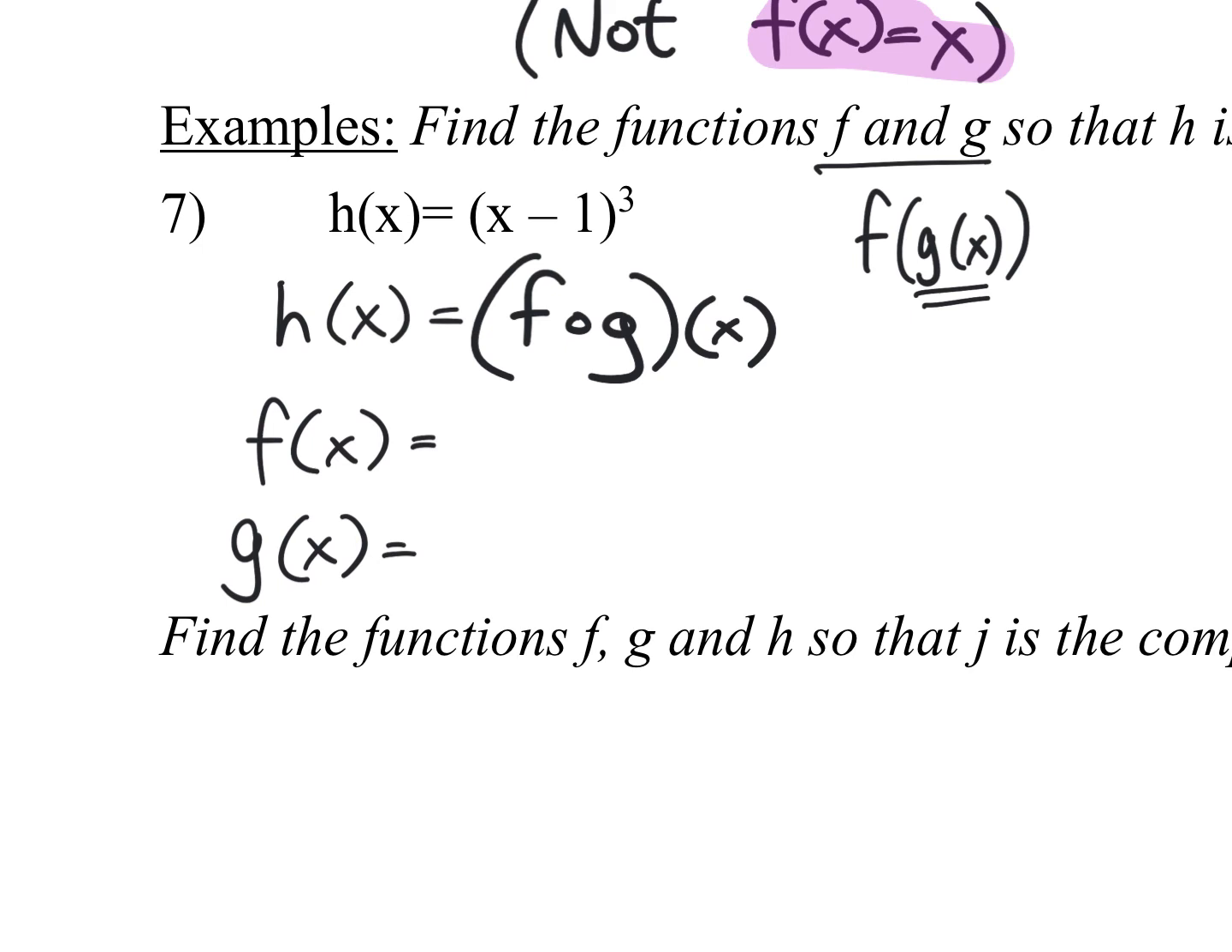So what is going on inside these parentheses here? Well, that's going to be g of x. g of x is going to be x minus 1. What else is going on? Well, we have this whole thing being cubed. That's our outer function. f of x must be x cubed. If we wanted to compose this to check our work, we could take all of g and plug it in where we have an x in f, and we can see that we get back to where we started.